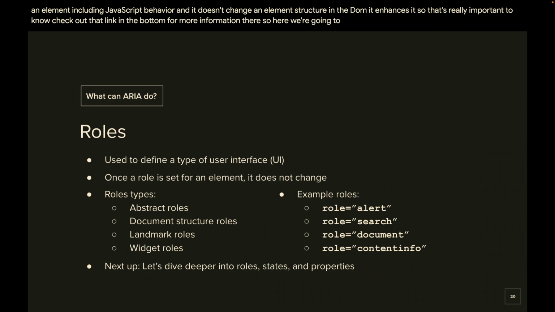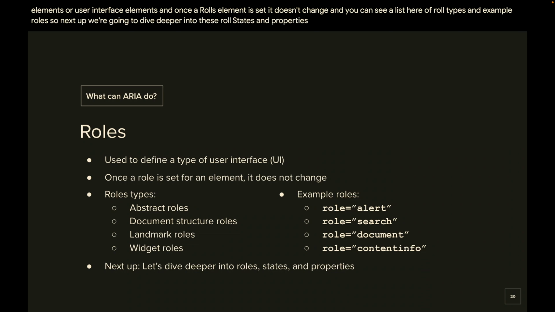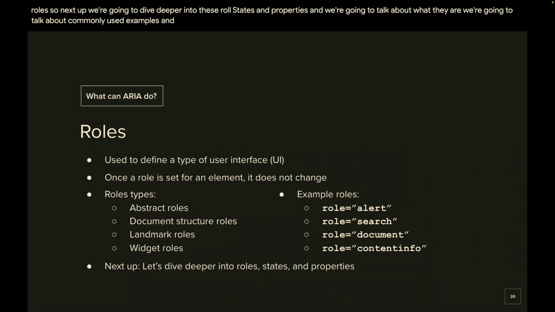So here we're going to talk about ARIA roles, which are used to define UI elements, or user interface elements. And once a role's element is set, it doesn't change. And you can see a list here of role types and example roles. So next up, we're going to dive deeper into these roles, states, and properties. And we're going to talk about what they are. We're going to talk about commonly used examples and how they get used by the user.